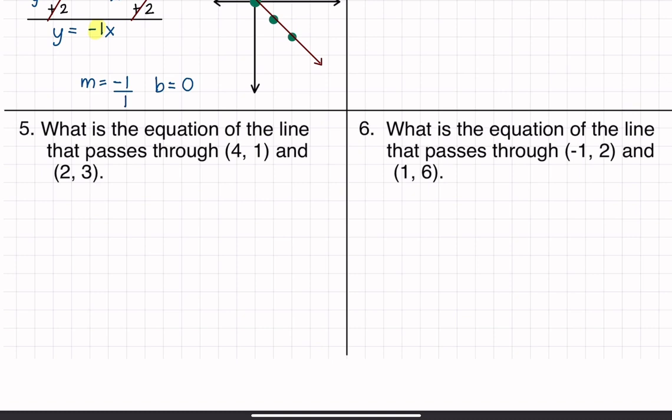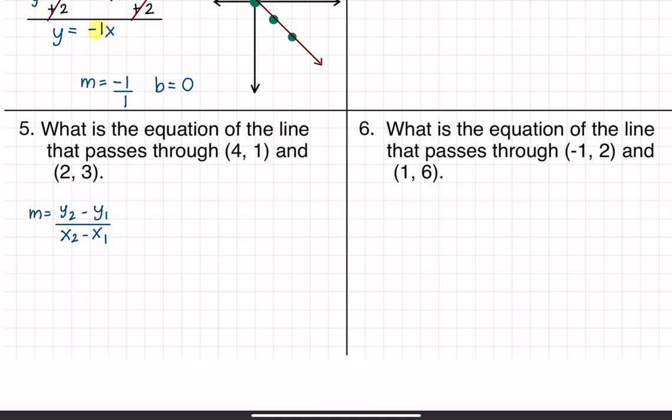So given 2 coordinates, we're going to determine the slope. The formula for the slope is m is equal to y sub 2 minus y sub 1 over x sub 2 minus x sub 1. So class, the first thing that you have to do is to label x sub 1, y sub 1, and x sub 2, y sub 2.